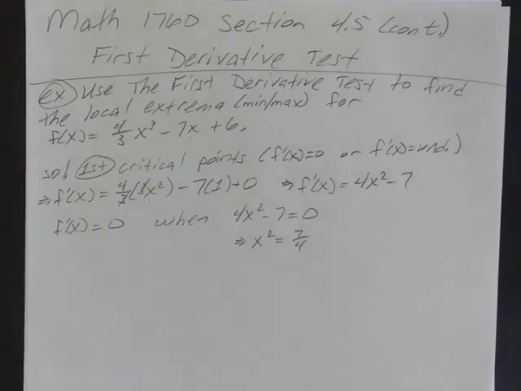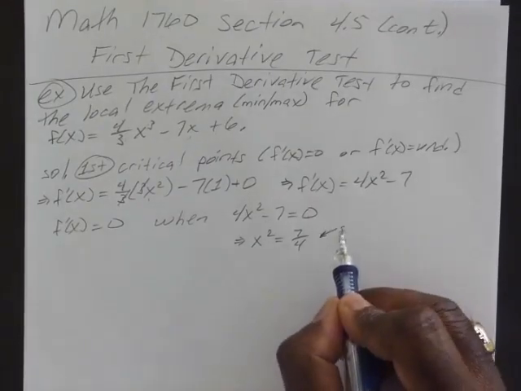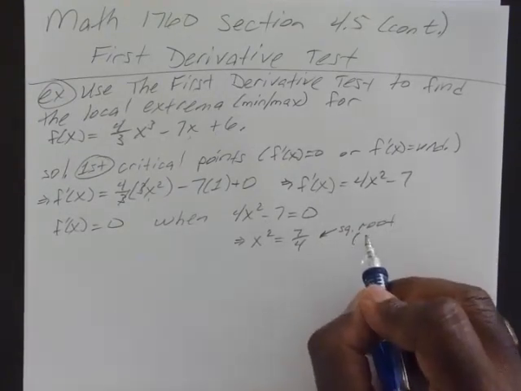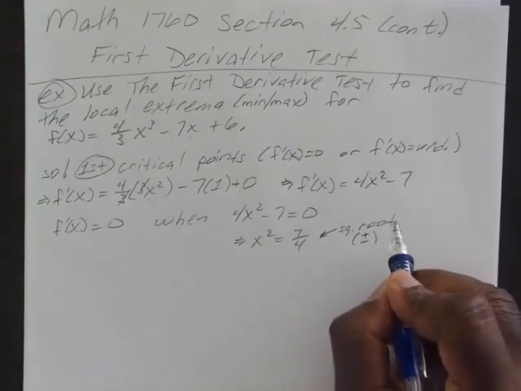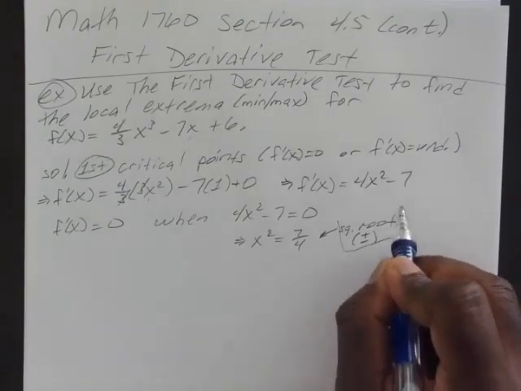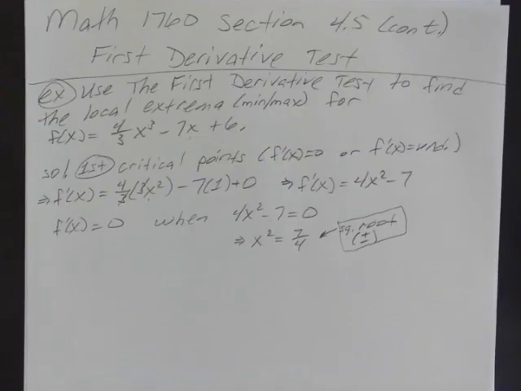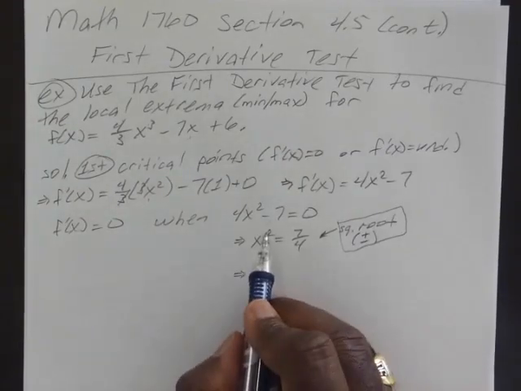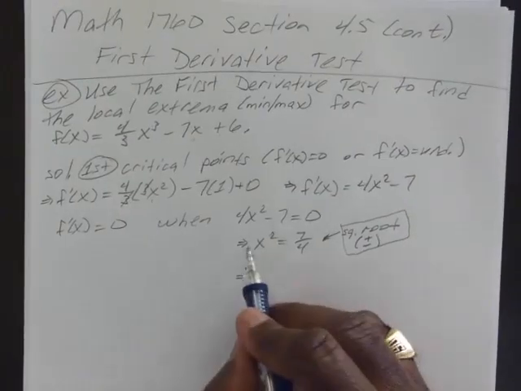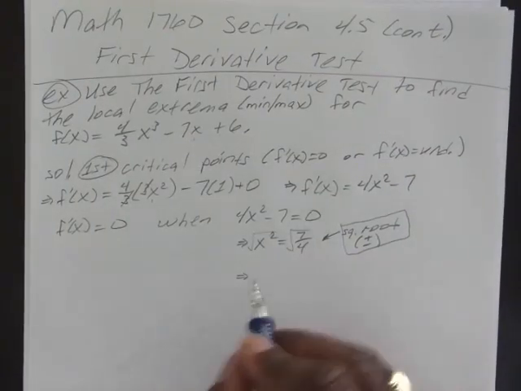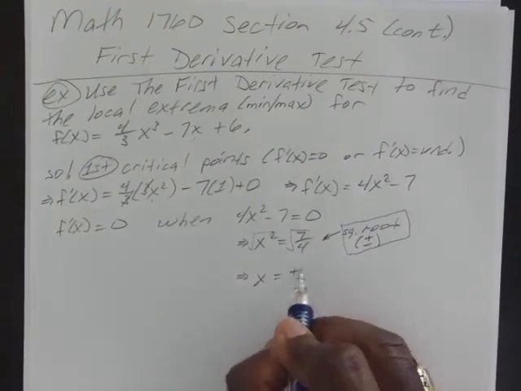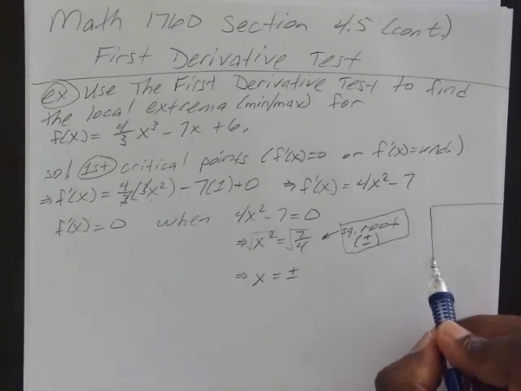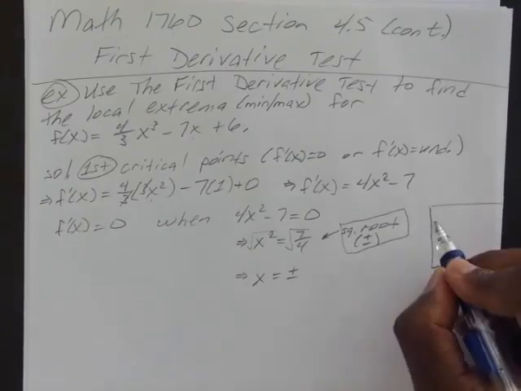Then if we square root both sides, and don't forget your plus minus, that's probably one of the easiest things to forget when you square root both sides using the square root property. You have the square root of x squared, which is just x. Well, I'll go ahead and square root both sides there. That's just x is equal to plus or minus the square root of 7 over 4.